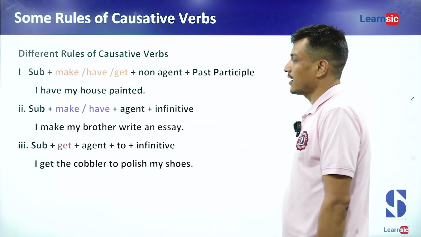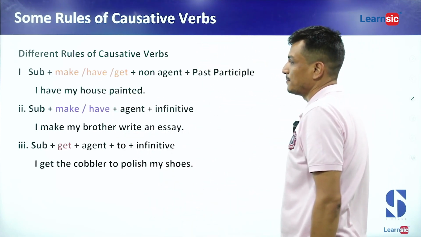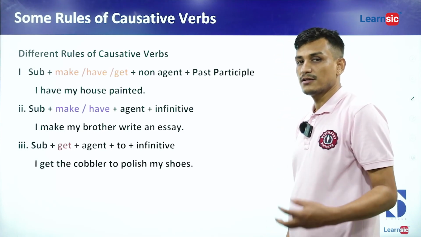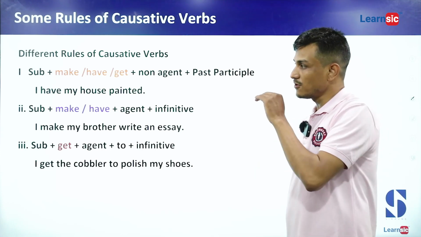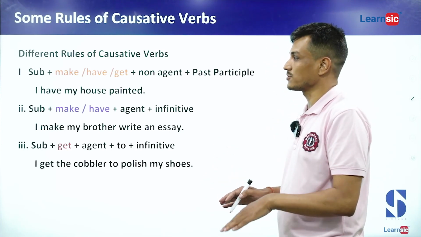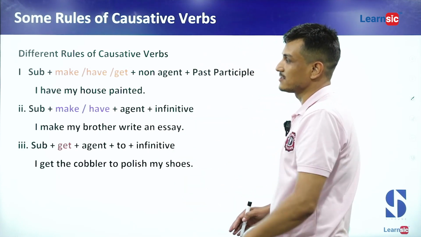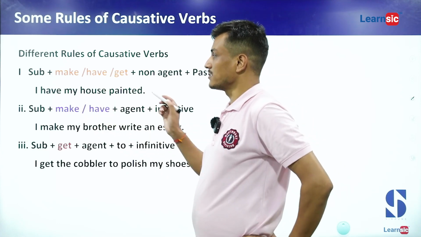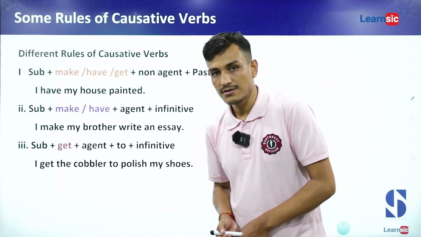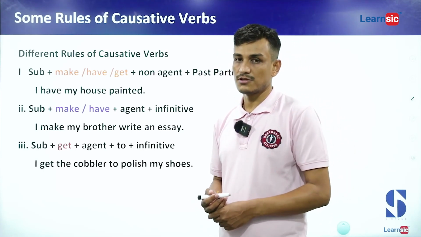Here is an example. I have my house painted. Instead of have, you can use the word make as well. I make my house painted. I get my house painted. The meaning they carry is different, but structurally they take almost the same structure. You can also bring changes in tense. I'm having my house painted. I'm making my house painted. I'm getting my house painted. Whatever type of tense you use does not matter.